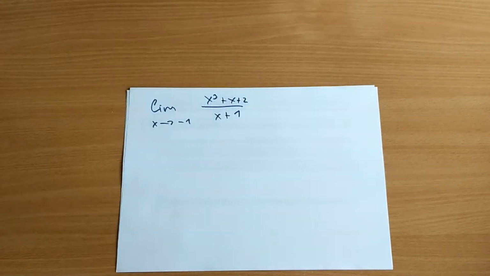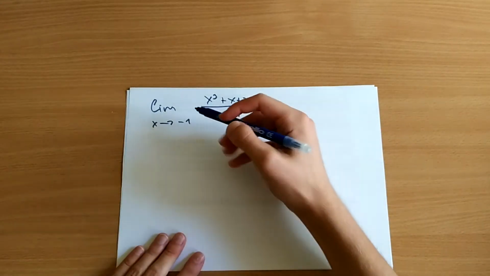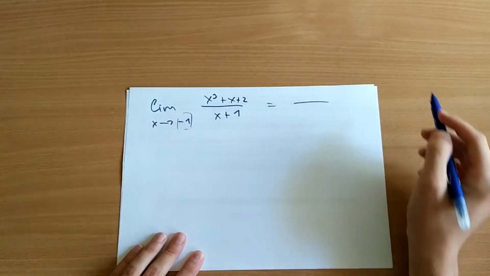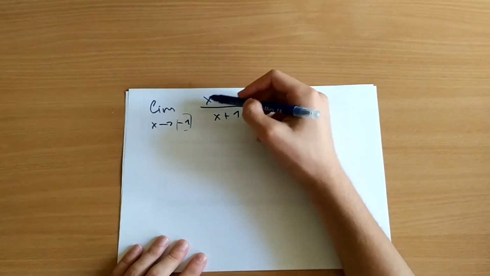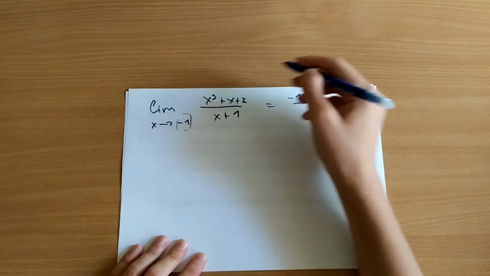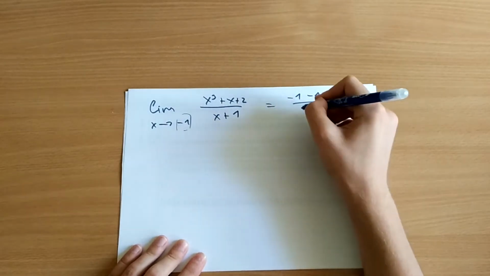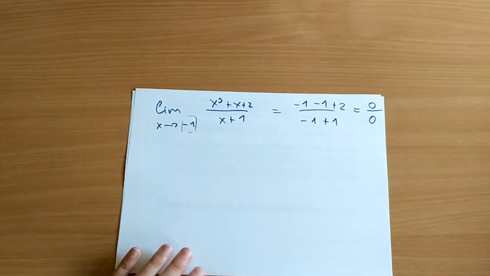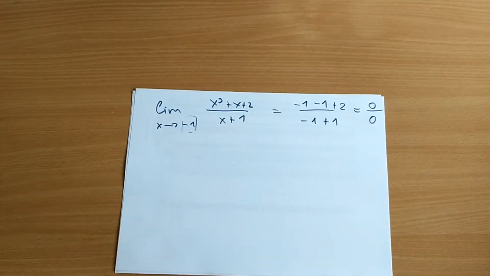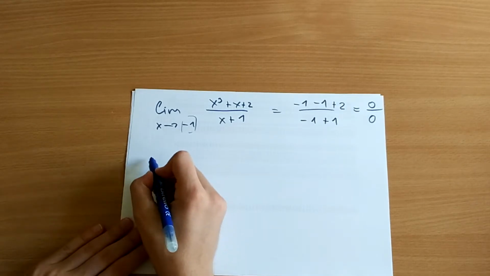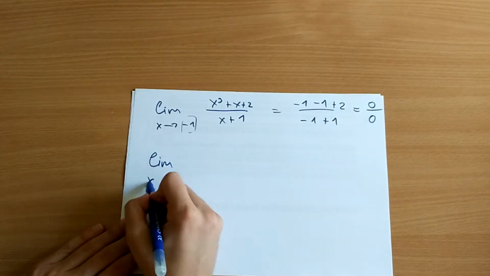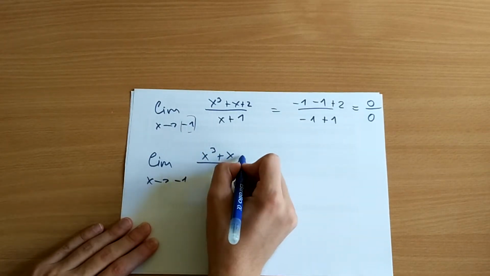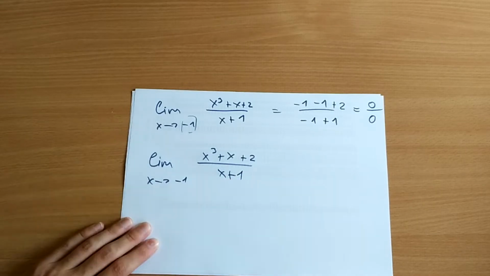Okay, so if we replace the x with -1, in the numerator we will get (-1)^3 plus (-1) plus 2 over -1 plus 1, which will be equal to 0 over 0. So this is a proper case in order to use L'Hopital's rule. So we will rewrite this, the limit as x approaches -1 of x to the power of 3 plus x plus 2 over x plus 1.